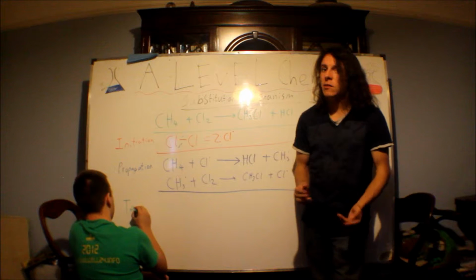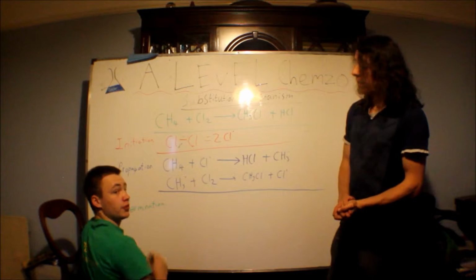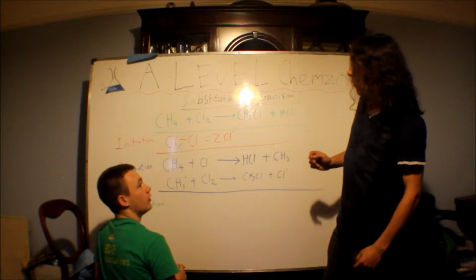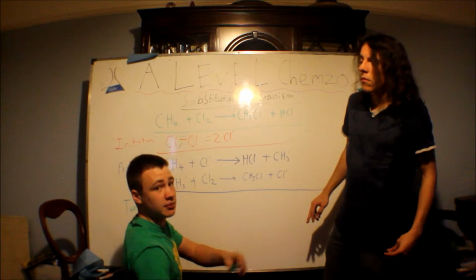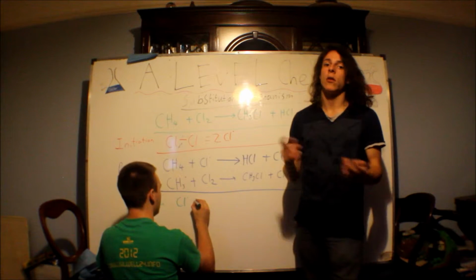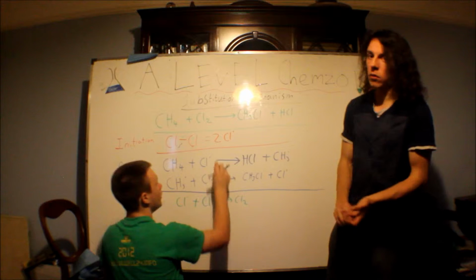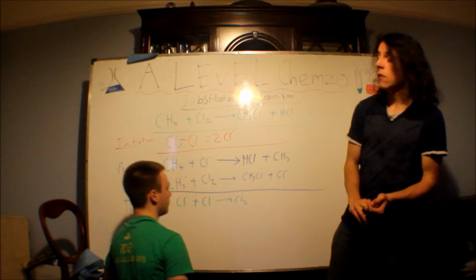Termination. This is the ending of this chain reaction that we're having. There are 3 possible things that can happen. When this chlorine radical is reintroduced, it can meet another chlorine radical flying around. When 2 chlorine radicals encounter each other, they just make chlorine, and that ends the step, because chlorine is not really exciting. It's essentially the reverse of the initiation.